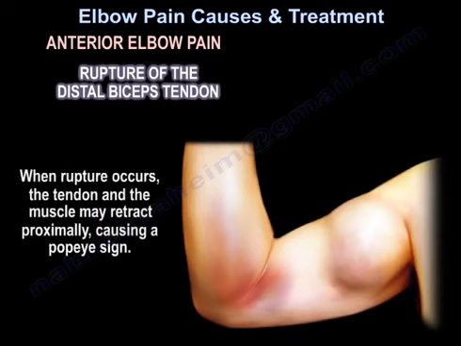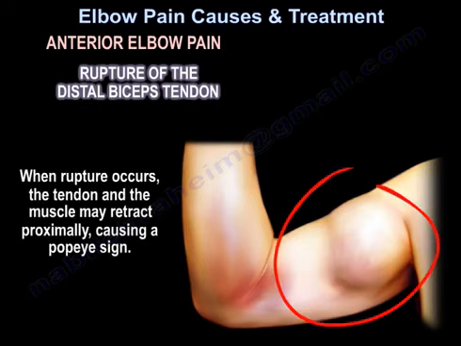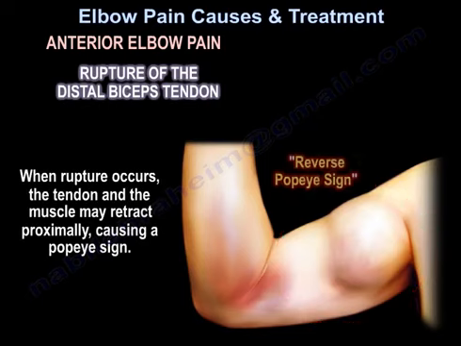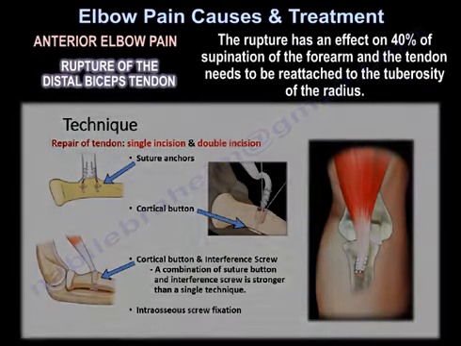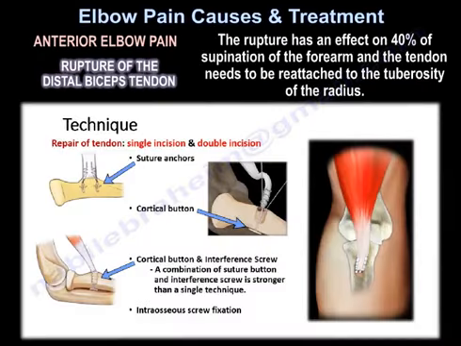When rupture occurs, the tendon and the muscle may retract proximally, causing a Popeye sign. The rupture affects 40% of supination of the forearm, and the tendon needs to be reattached to the tuberosity of the radius.